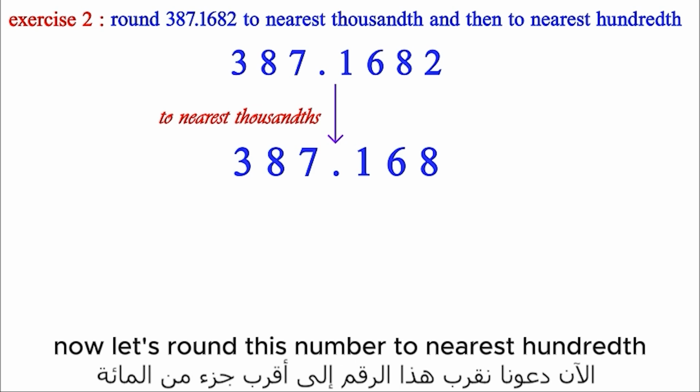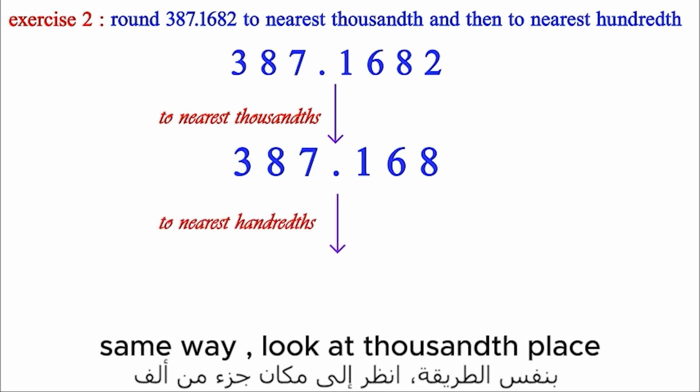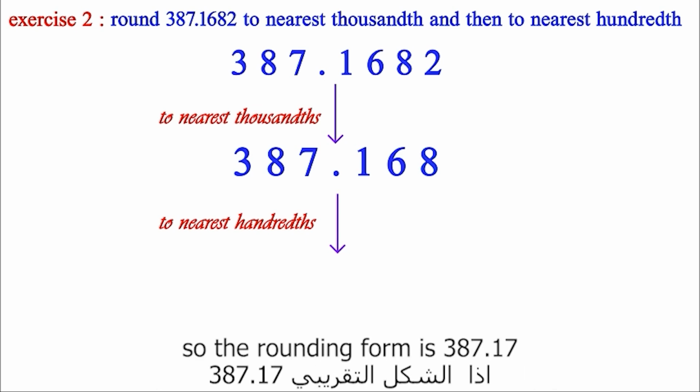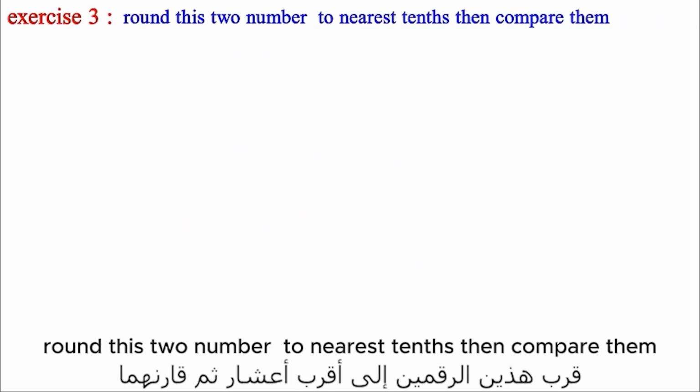387.168. Now let's round this number to the nearest hundredth. Same way, look at the thousandth place. It is 8, so increase hundredth by 1. 6 plus 1 is 7, so the rounded form is 387.17.